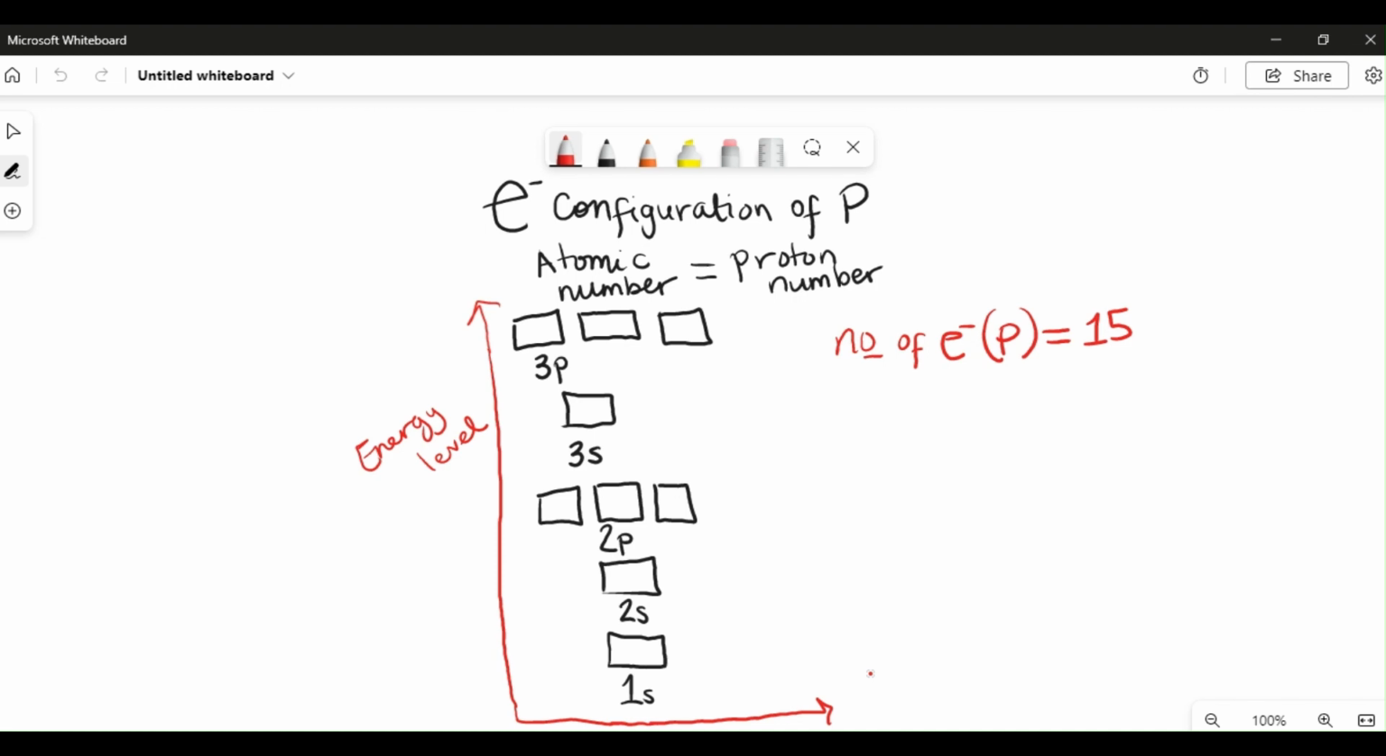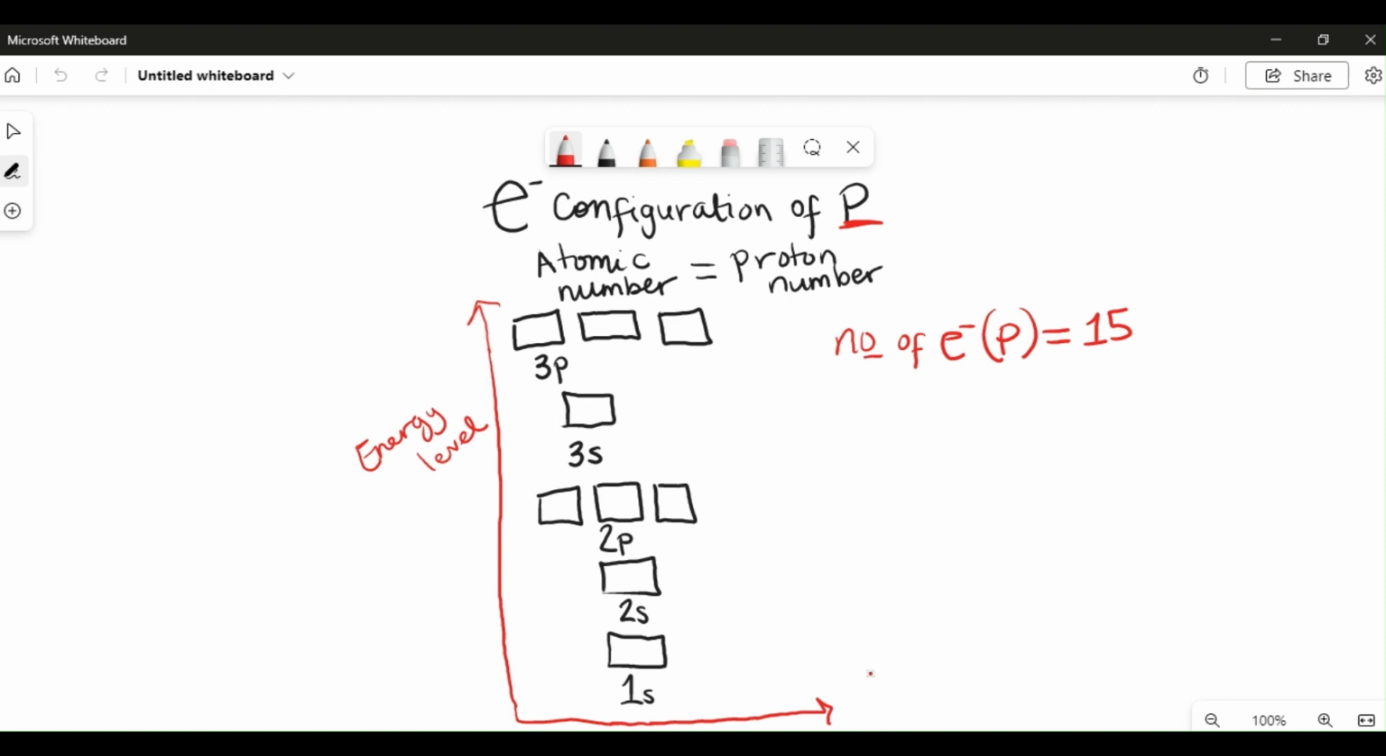So today we're going to be working on the electron configuration of phosphorus. The first thing you have to do anytime you're given an electron configuration question is to determine the number of electrons in an atom. In this case, our atom is phosphorus, and whenever we want to determine the number of electrons, we just go straight to the periodic table and find out the atomic number of the atom. The atomic number of phosphorus is 15. That is the same exact thing as the proton number. Hence, the number of electrons is going to be 15 electrons.